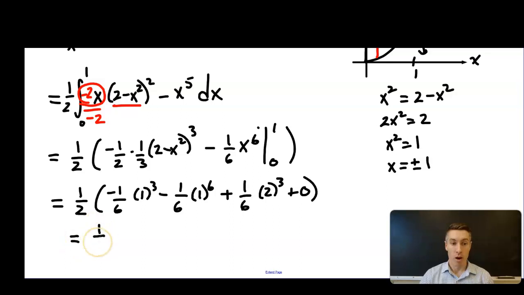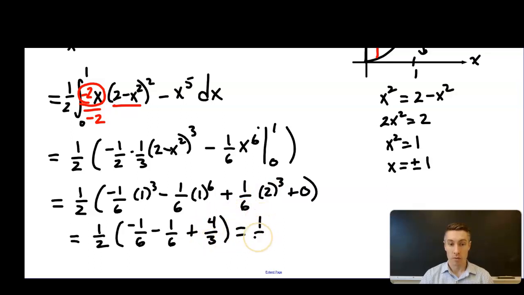So we have 1/2 times negative 1 over 6 minus 1 over 6 plus 8 over 6, which is 4 over 3. So we have 1/2. So that's negative 2 over 6, so negative 1 over 3. Negative 1 over 3 plus 4 over 3, which is 3 over 3, which gives us an answer of 1/2.